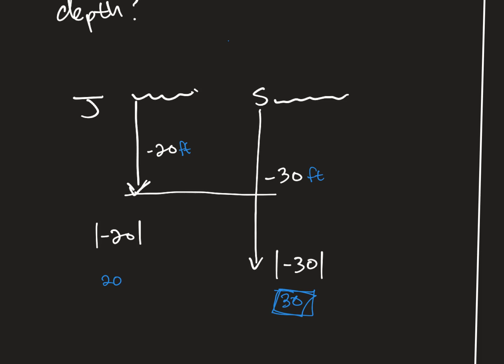And we would have the absolute value of negative 20 compared to the absolute value of negative 30. The absolute value of negative 20 would be equal to 20, and we know 20 is less than 30, so this is a quick way to double check on how to do that.